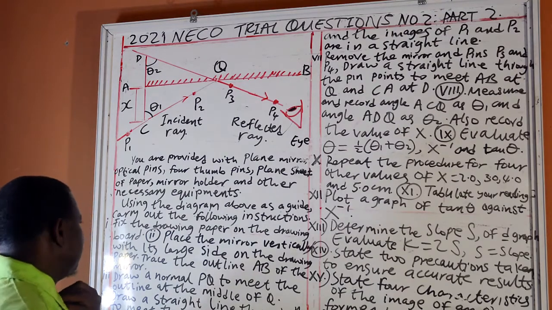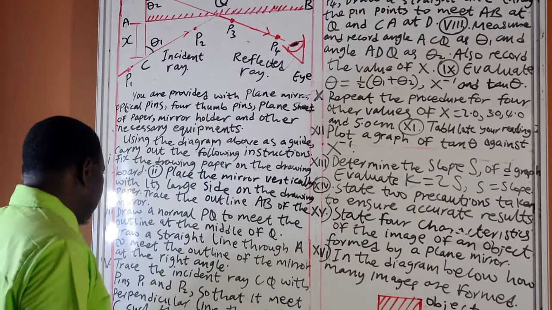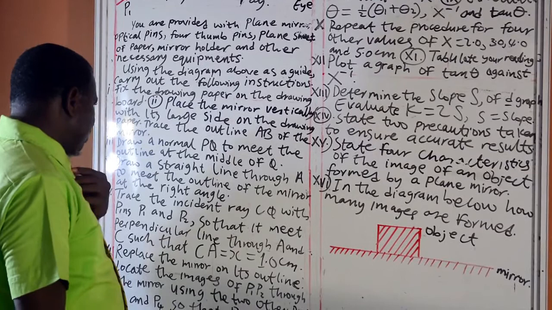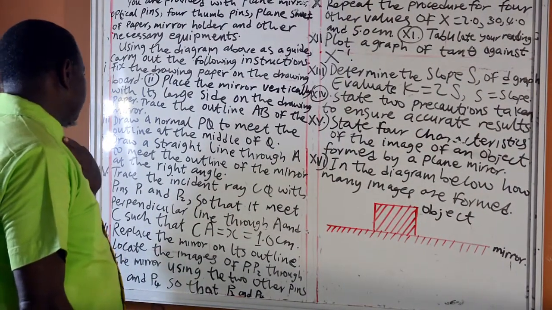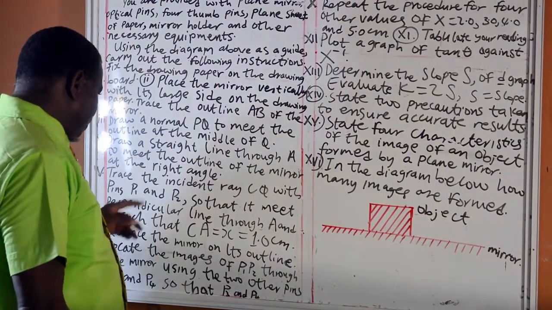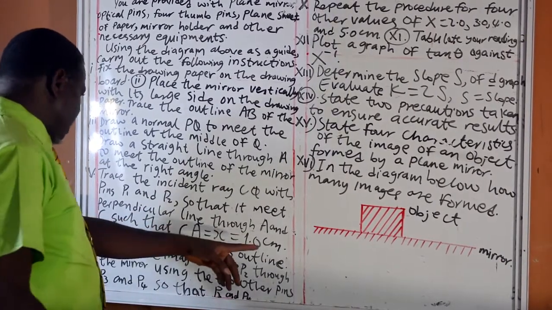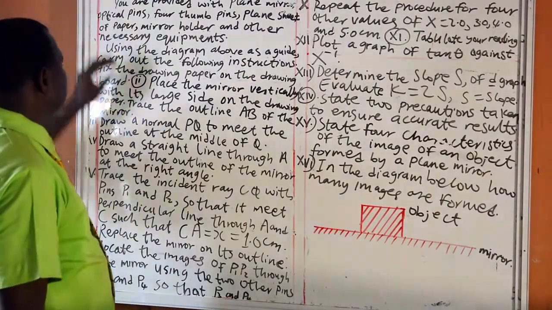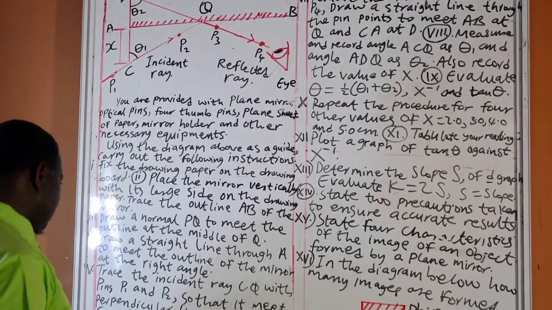Trace the outline AB of the mirror. 3. Draw a normal PQ to meet the outline at the middle Q. 4. Draw a straight line through A to meet the outline of the mirror at right angle. 5. Trace the incident ray CQ with the pins P1 and P2, so that it meets the perpendicular line through A at C, such that CA is equal to X, is equal to 1 centimeter.